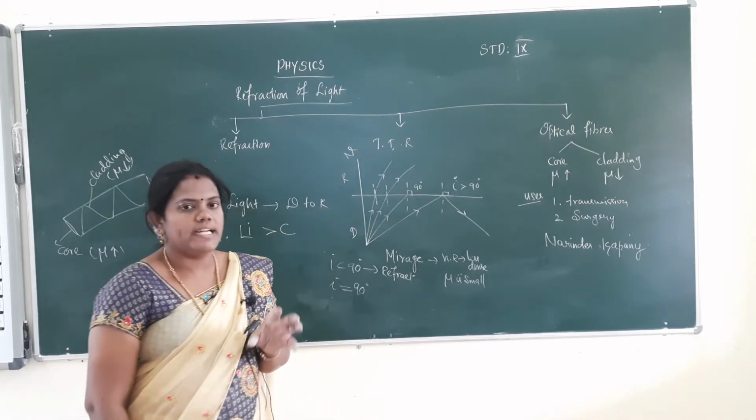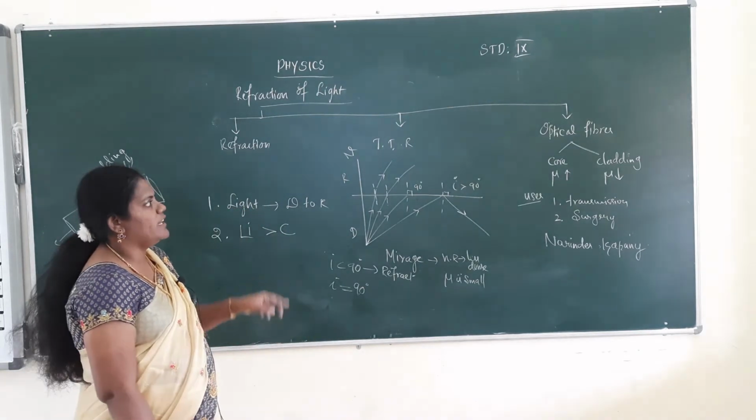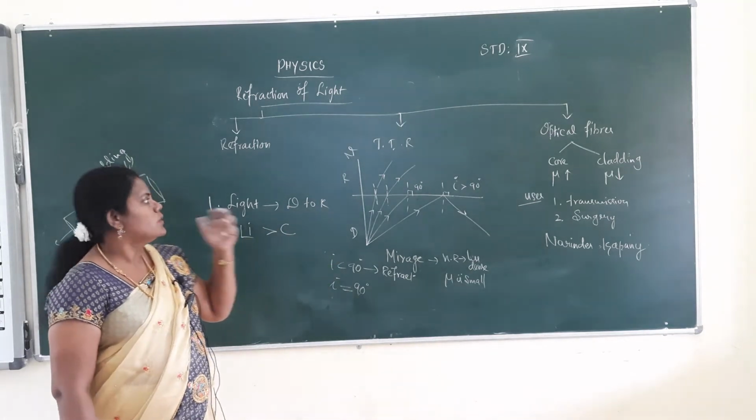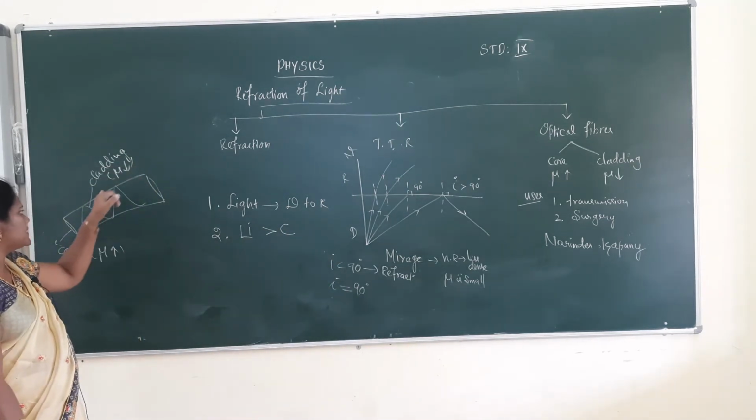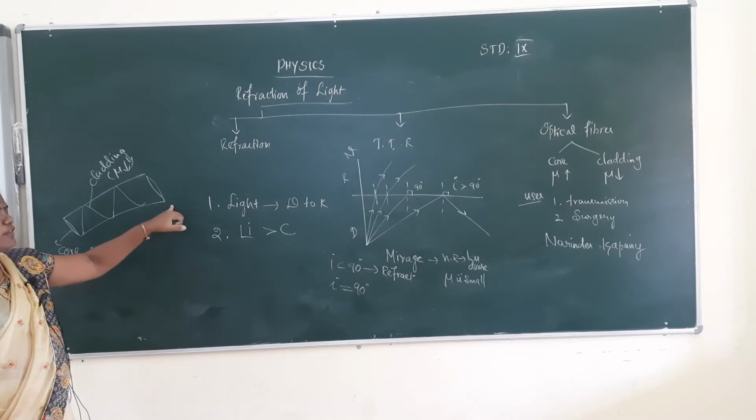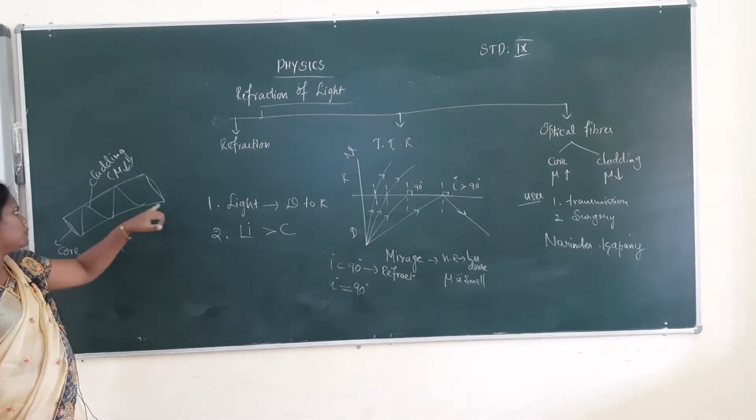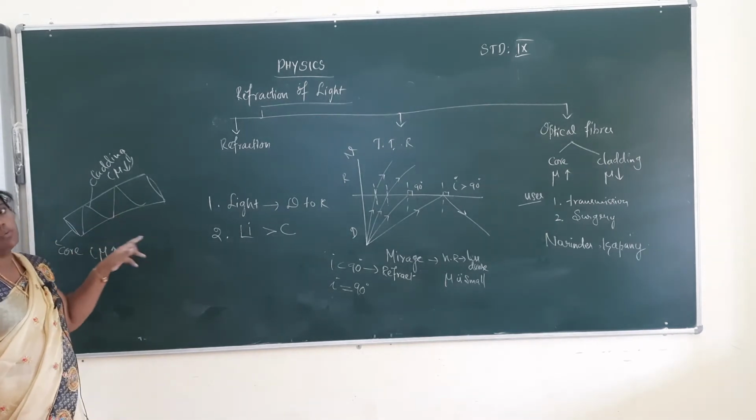So total internal reflection: optical fibers have core and cladding. Core is the edge point and cladding is the center point. Because the refractive index is high at the edge points, the light is visible only here.